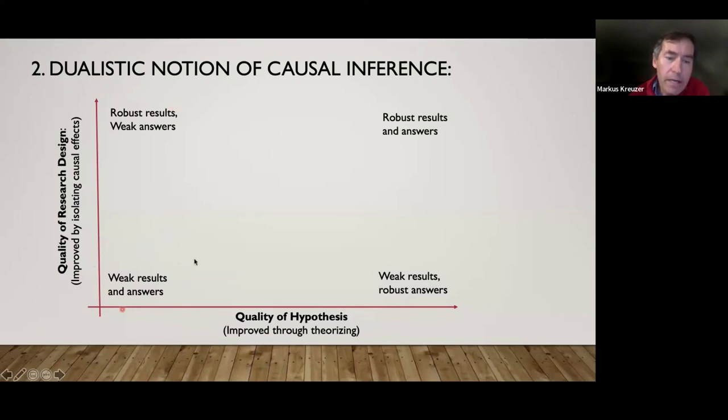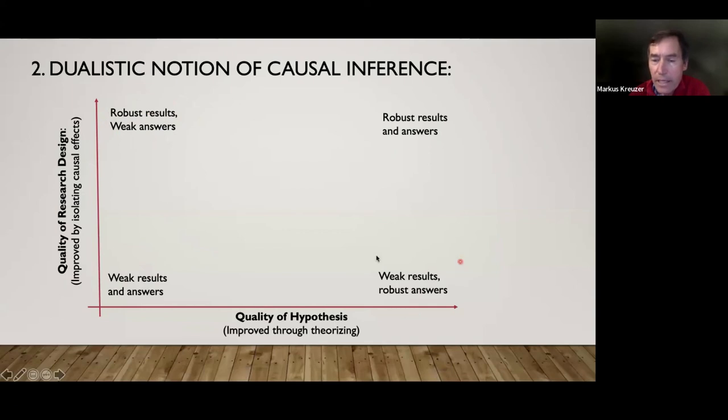Here, where you have weak results and weak answers. This is essentially what p-hacking or data mining is. It's really not, we don't learn much of anything. You can improve on this by using more advanced statistical techniques where you get robust results, but still weak answers. I would put economists in this category because very often I find the theories that economists use so weak, so contrived, that much of the economic research has strong results but weak answers.